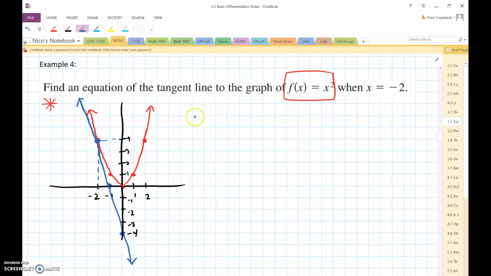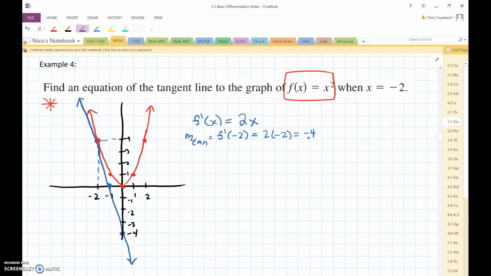So first of all, we're going to take the derivative of f of x, which by the power rule would be 2x. Then we're going to find the slope of the tangent line, which is the derivative of this function when x is -2. So this would be 2 times -2, which would be -4. So now we have the slope.